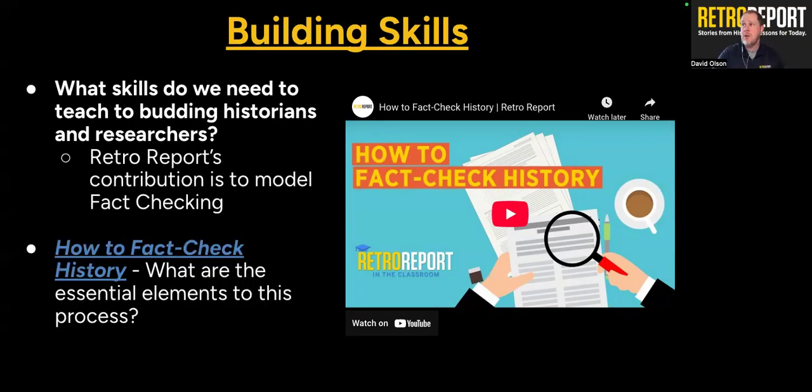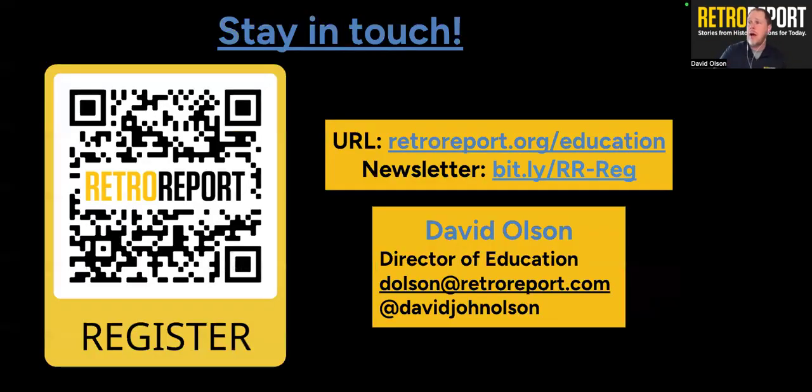Another film that I won't show you a clip of here, but really highlights Retro Report's contribution to this process, which is fact-checking. All of the films that we produce go through a rigorous fact-checking process where we want to make sure that every claim that's made in our films is one that can be supported with facts and evidence. In this film, we talk about our process. We talk about the difference between bad claims and bad narratives, really as a way to get your students thinking about how to be critical consumers of news and history as well.